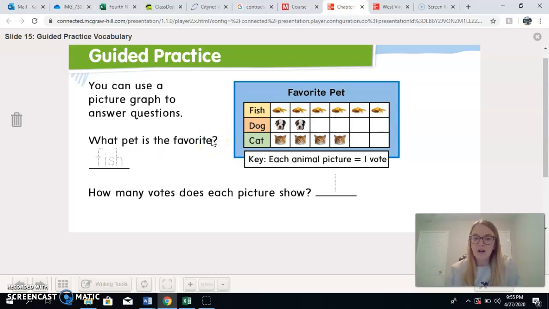So let's just go ahead and count all of them. We'll start at the bottom this time. This says cat, and our key down below says each animal picture is 1 vote. So we're going to count by ones. So for cat, we have 1, 2, 3, 4. For dog, we have 1, 2. And for fish, we have 1, 2, 3, 4, 5, 6. Well, I know that fish must be the favorite pet because it had the most votes out of all of the animals. So on this line right here, you're going to trace the word fish.